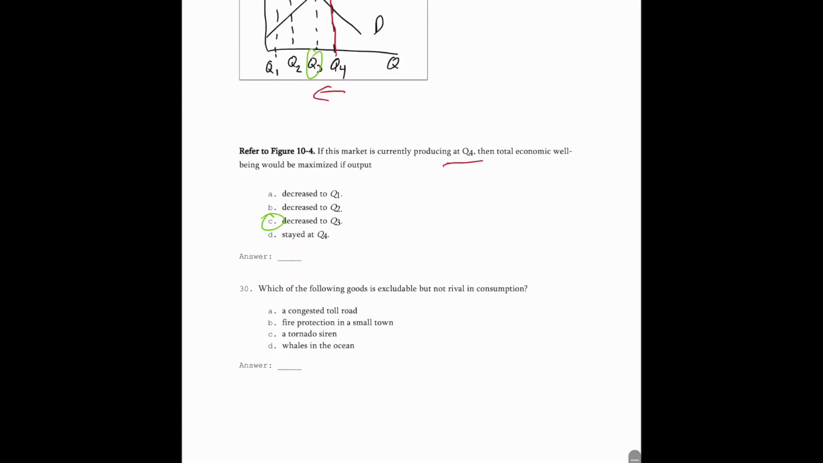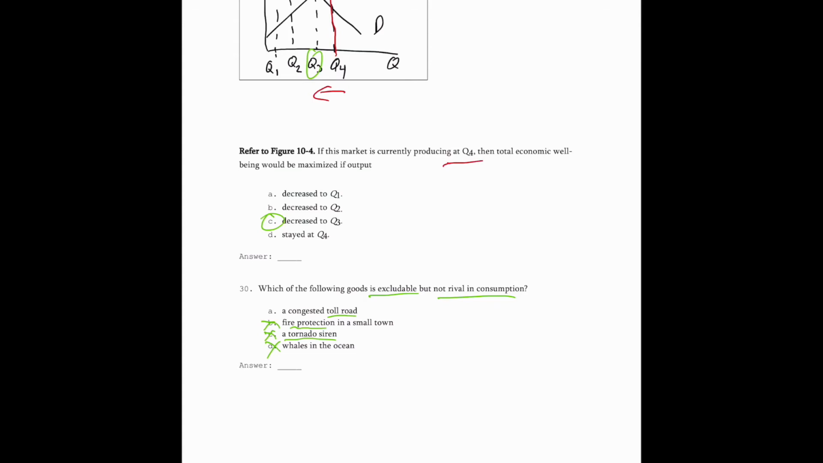Which of the following goods is excludable but not rival? Well, can we keep people from using it? Yes, you can keep people from using a toll road. Can you exclude people from fire protection? Nope. If there's a fire, they come. Can you exclude people from a tornado siren? If the siren goes off, they can hear it. Can you exclude people from whales in the ocean?